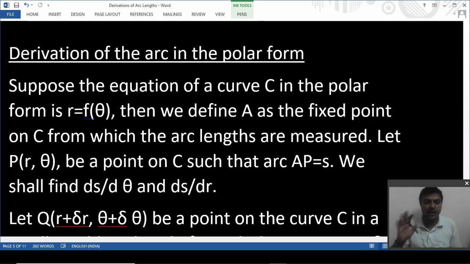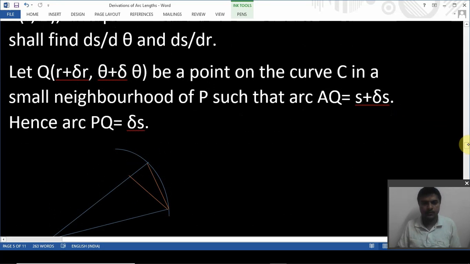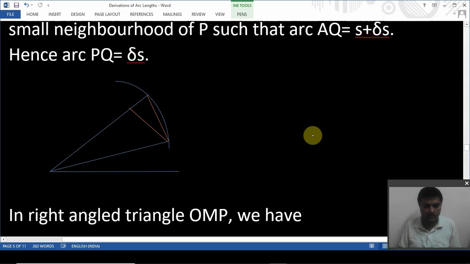Okay, so I will take any Q which is having (r plus delta r, theta plus delta theta) as a point on the curve C in a small neighborhood of P such that arc AQ is equal to S plus delta S. Hence arc PQ is equal to delta S. Okay, so quickly we will draw this once.